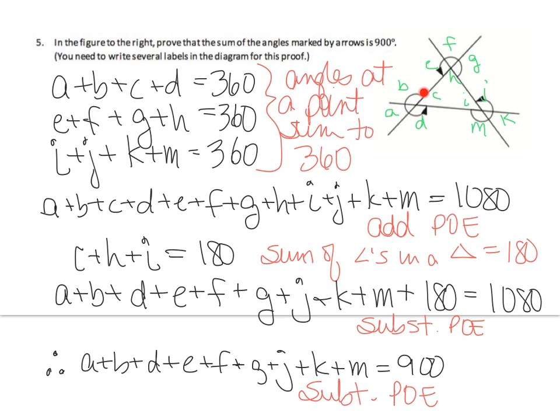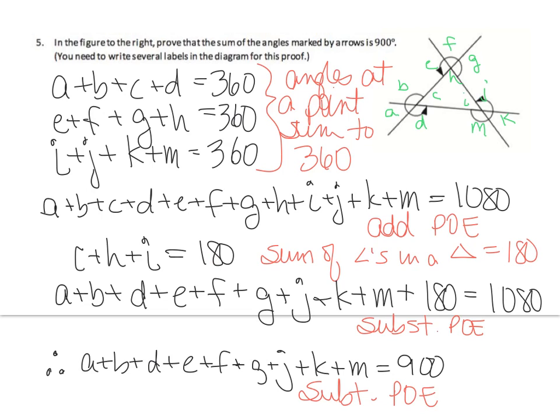I added up this circle equals 360. This circle equals 360. This circle equals 360 because angles at a point sum to 360. Then I took all of these and I listed them out, and I added up all of these. And that is the addition property of equality. Then I took just the triangle, C plus H plus I equals 180. Sum of angles in a triangle equals 180.